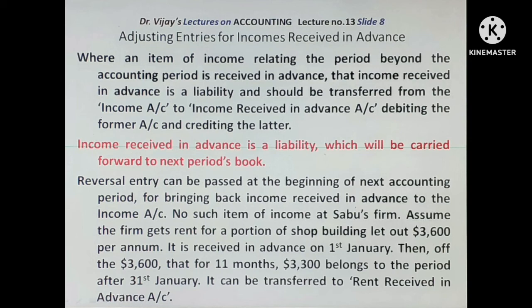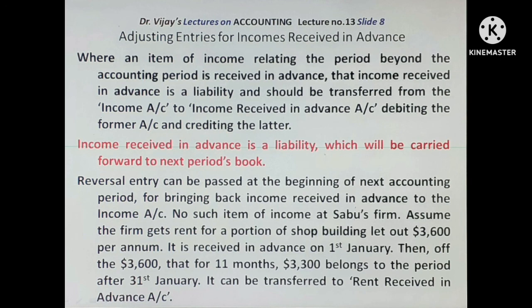Where an item of income relating to a period beyond the accounting period is received in advance, that income received in advance is a liability and should be transferred from income account to income received in advance account by debiting the income account and crediting income received in advance account. The income received in advance will be carried forward to the next period's books. A reversal entry can be passed at the beginning of the next accounting period for bringing back the income received in advance to income account. No such item of income is there at Sabu's firm for the month of January.